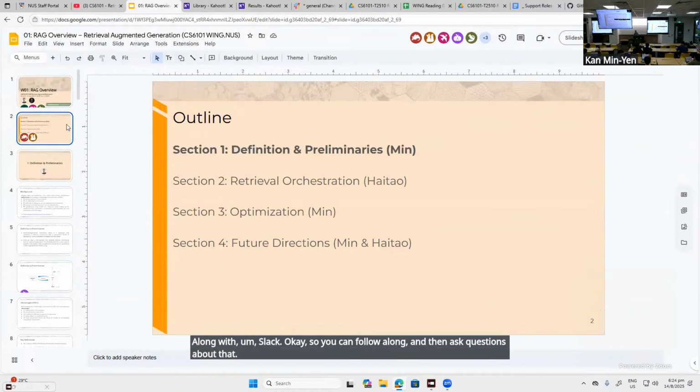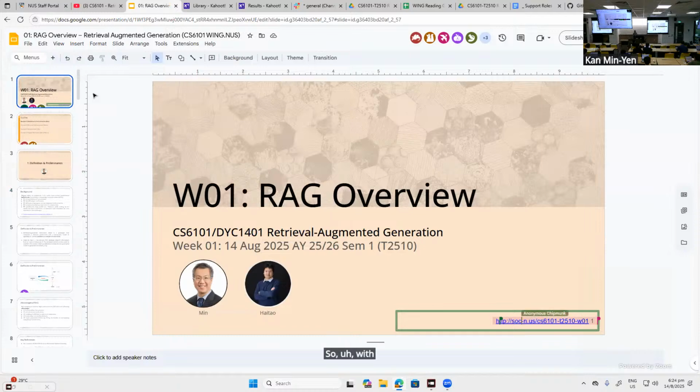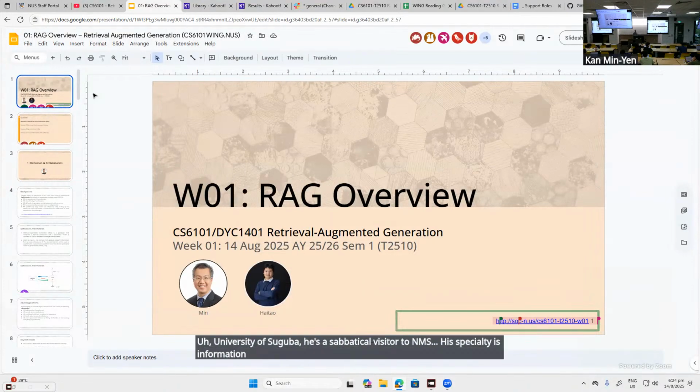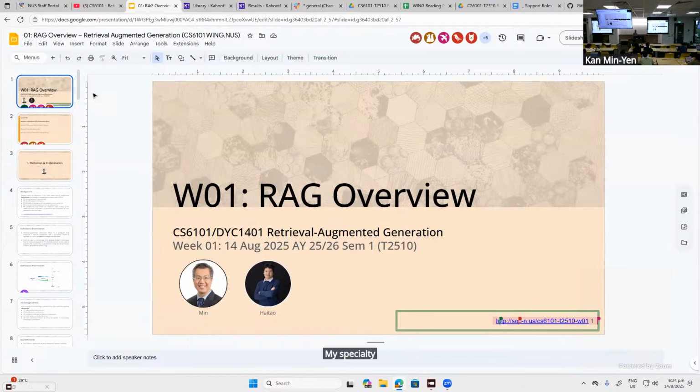So you can follow along and then ask questions about that. With that, I want to first introduce Prof. Haitao. Hi, nice to meet you. Haitao is a professor at the University of Tsukuba. He's a sabbatical visitor to the NUS group. His specialty is information retrieval. My specialty is both IR as well as NLP. So we thought it's good to offer this class.